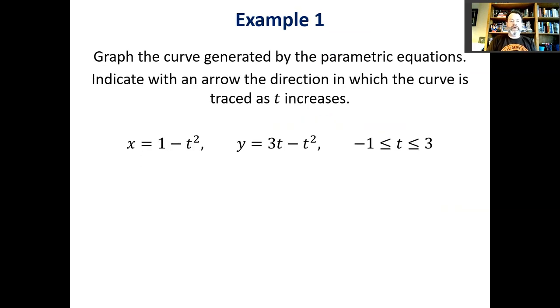Okay, so we're going to graph one of these by hand, and then I'm going to put an arrow on the graph showing which way the curve is traced out as t increases. And you can see here that x is a function of t, y is a function of t. But when we draw the parametric curve overall, it won't be a function of x or y, because it'll fail the vertical line test.